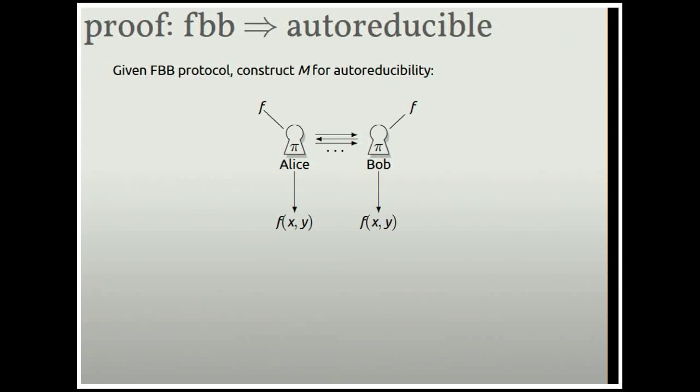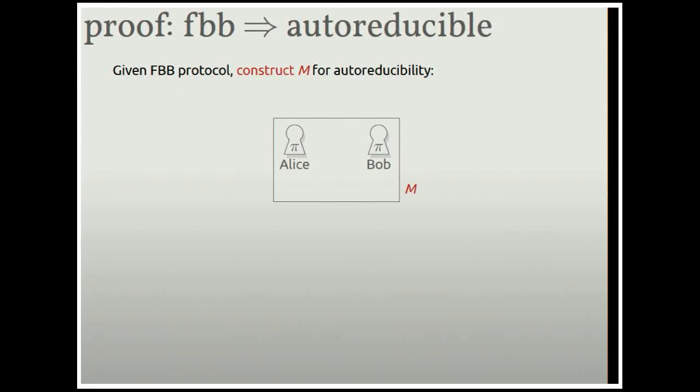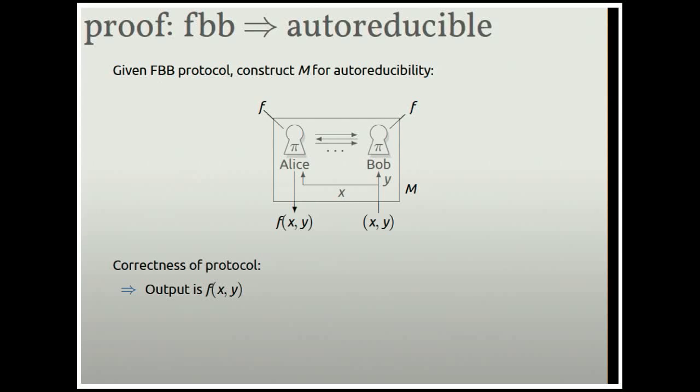I want to use that protocol to construct this oracle machine from the auto-reducibility definition. How do I do that? Well, I'm going to define the oracle machine to just take in inputs x, y. It gives x to Alice, y to Bob. It runs their protocol internally. It simulates their protocol. And whenever Alice asks a query, M asks it as a left query. And whenever Bob locally asks a query, then M will ask it as a right query. And let's say we take the output of Alice to be the output of M. The correctness of the protocol says that when you instantiate M with F oracles, you get f of x, y. That's one of the properties I need.